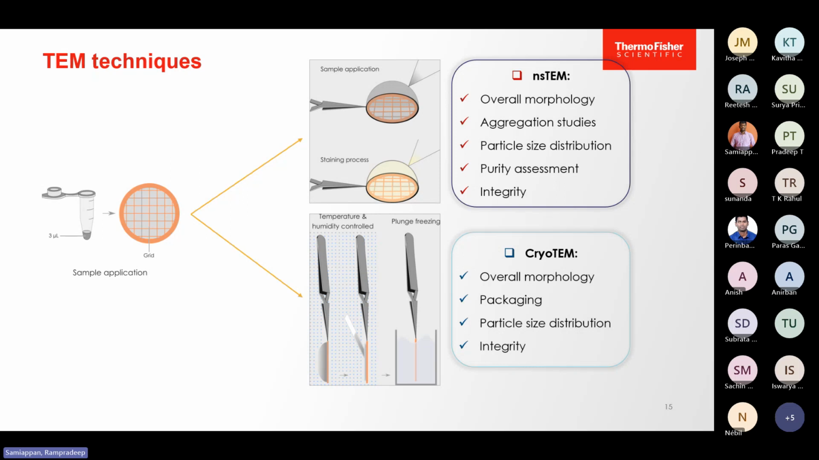Cryo-EM, again, here the concentration plays an important role. As I said, for NS-EM, you need at least 10 times lesser concentration than cryo. So if it is 0.5 mg per ml for cryo-EM, I would like to have 0.005 or even 0.001 mg per ml for NS-EM, at least 10 times or 20 times lower.